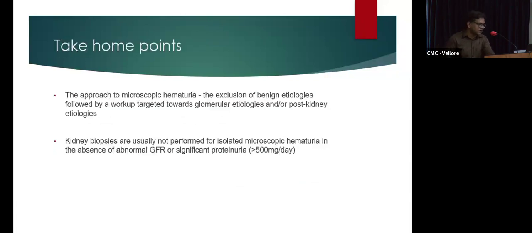So, take-home points. Towards approaching microscopic hematuria, exclusion of benign causes is mandatory, such as the patient not menstruating and no urological causes, and then a targeted workup towards glomerulonephritis or other kidney diseases. Kidney biopsies are usually not performed if there is isolated microscopic hematuria and proteinuria is less than 500 milligram per day.